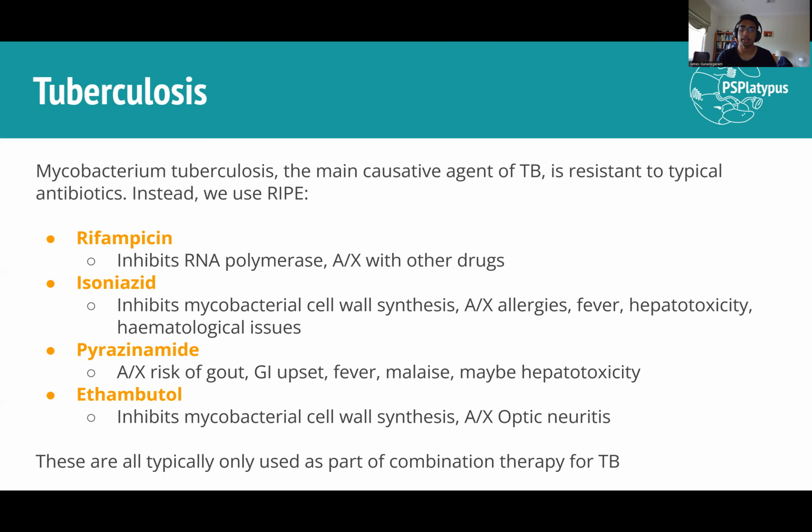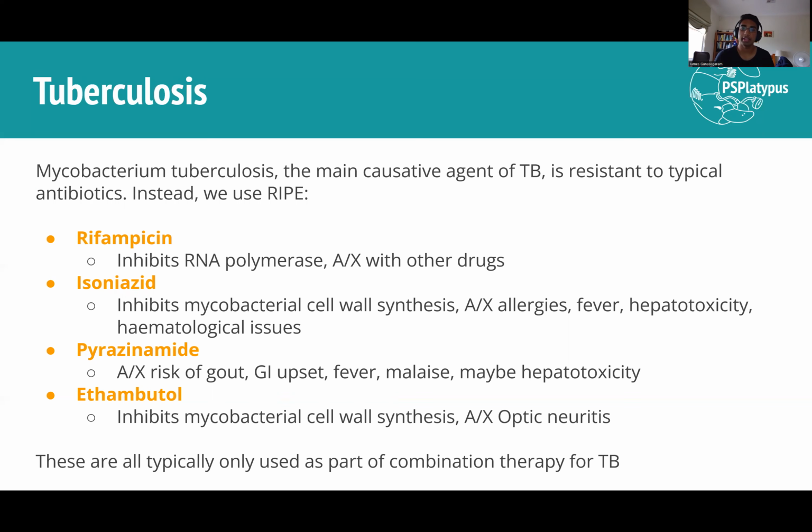Pyrazinamide and ethambutol aren't as big as the first two, but they're still important. So you may get a risk of gout, gastric upsets, because it wouldn't be a proper antibiotic therapy without them, and some normal sort of fever and malaise. Ethambutol is another one which messes with specifically the TB type of cell wall synthesis, and you may get a really fun condition called optic neuritis, which is where your optic nerve gets inflamed.